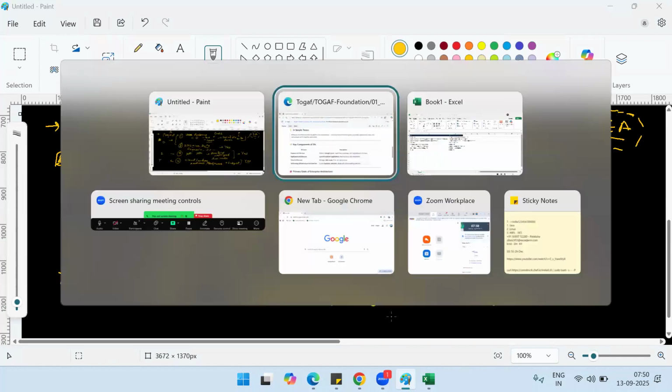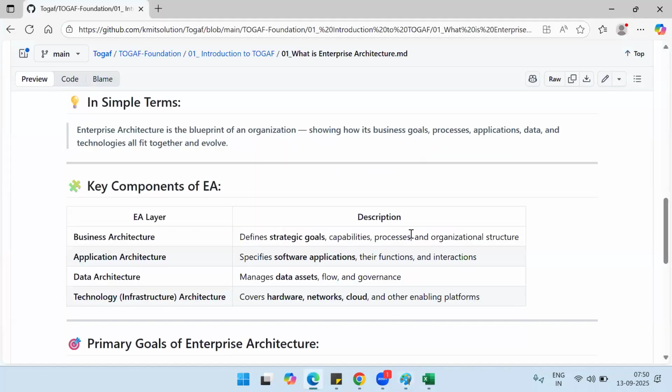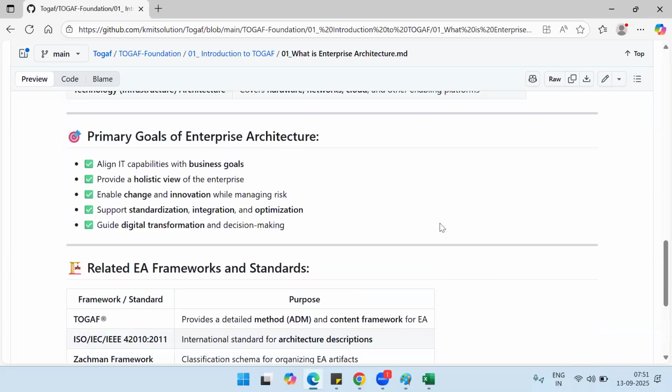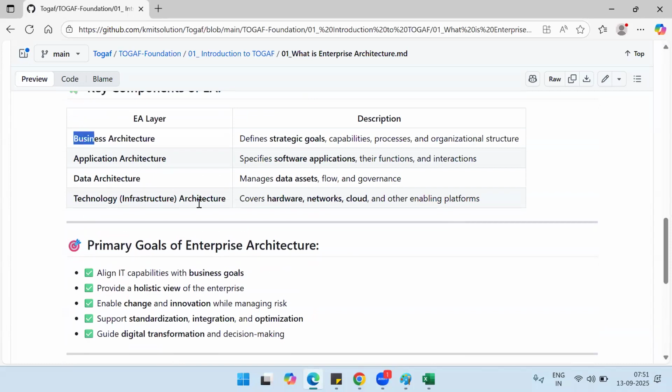Okay, so now it will be easy for you to understand these TOGAF terminologies. Business architecture defines the strategic goals, capability, processes, and organizational structure. Application architecture specifies the software applications, their functions and interactions. Data architecture manages the data sets, flow and governance. Technology covers the hardware, network, clouds, and enabling platform. Okay, so what is the primary goal? Now you understand, right? So now we will discuss this in detail.